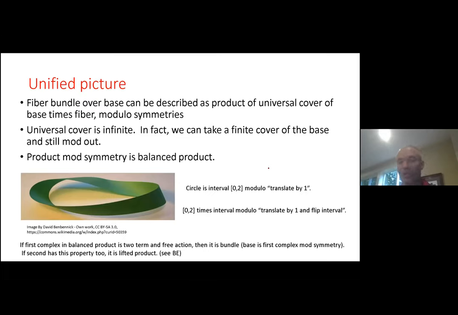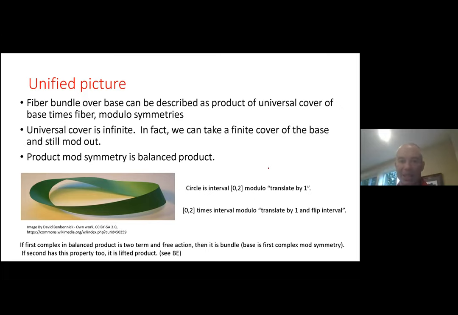Instead of talking about the universal cover, which is an infinite thing, we could actually talk about a finite thing and still take products and then mod out by symmetries. So in this case of a Mobius strip, instead of thinking of the circle as being very wasteful, the whole real line modulo translate by one, let's think it's the interval 0 to 2 modulo translate by one. So it's an interval 0 to 2, but actually 1 to 2 is the same as 0 to 1. But now let's take that interval 0 to 2 and mod it out by translate by 1 and flip the interval. And that gives us the Mobius strip.